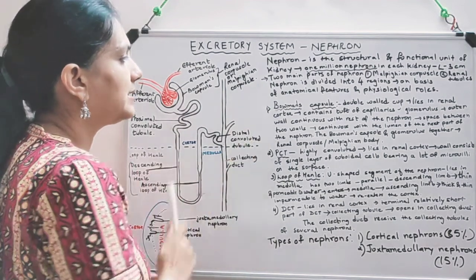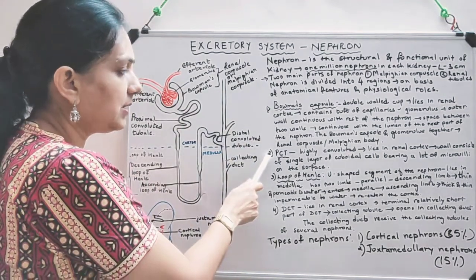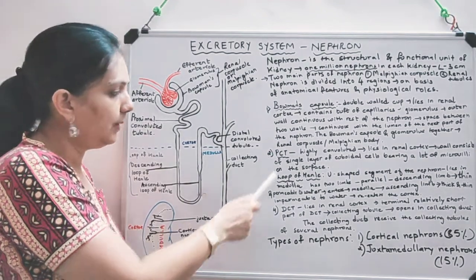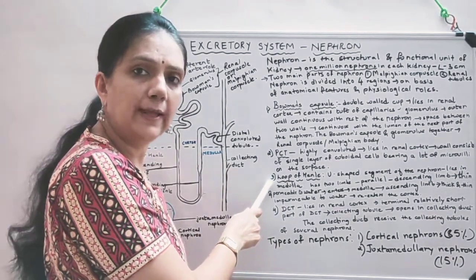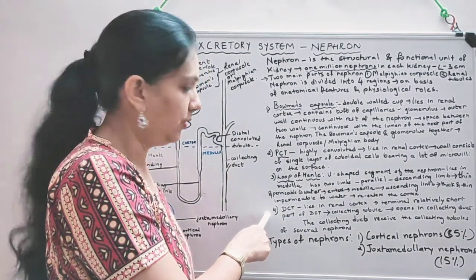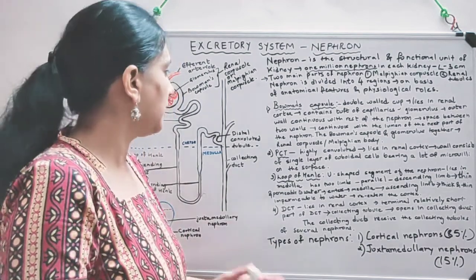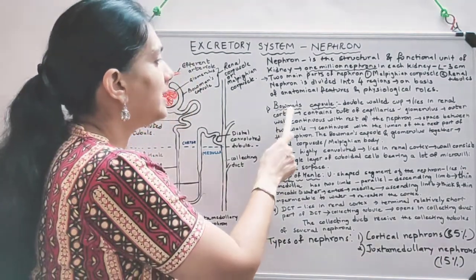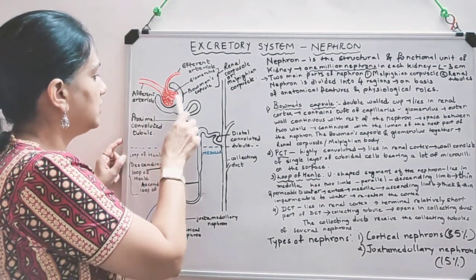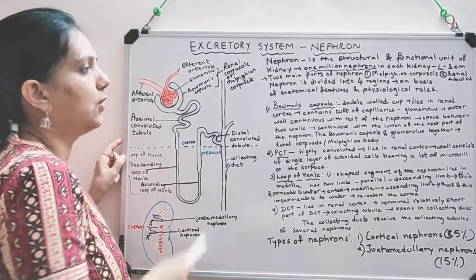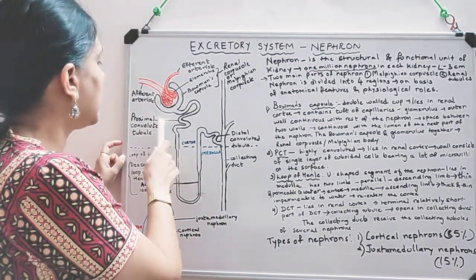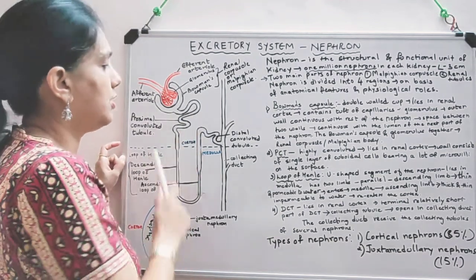First is the Bowman's capsule. Second is PCT or proximal convoluted tubule. Third is loop of Henle. Fourth is distal convoluted tubule. Now let's take up their details one by one. Now Bowman's capsule, this portion. You can see there are two walls. This is the inner wall, this is the outer wall. So this is a double walled cup, and this lies in the renal cortex.